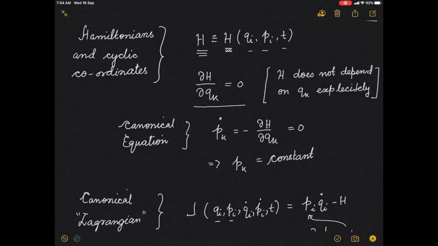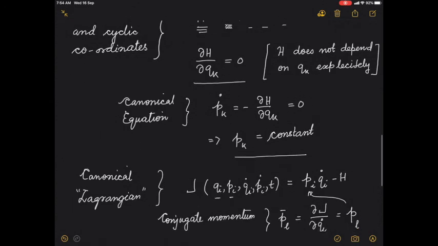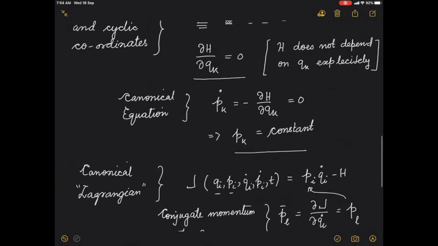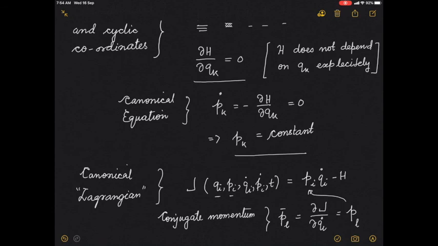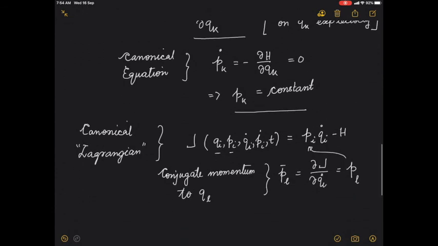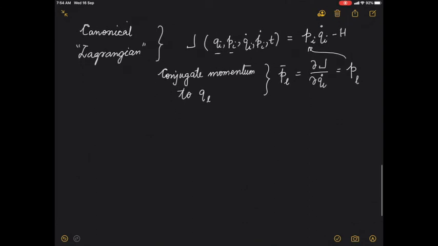So what do I get from here? I see that if the Hamiltonian is independent of a particular coordinate, doesn't depend on that particular coordinate explicitly, then the corresponding conjugate momentum is conserved. So it is just like the Lagrangian case. Now, why is it important? It is important because this may be very useful for us, as we will see, while solving the canonical equations.